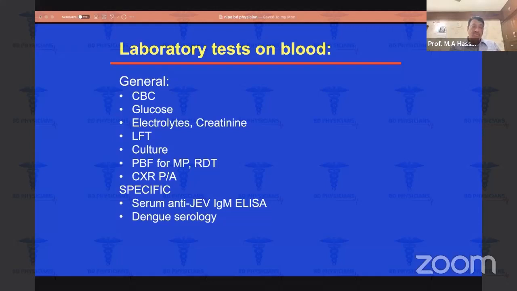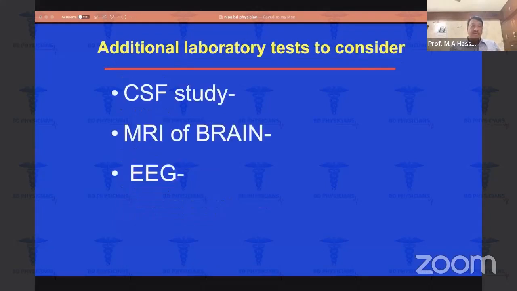Also, we have to do special investigations like antiviral antibody and serology to find out the cause of this encephalitis. In addition, three tests are very important for an encephalitis patient: the CSF test, whose changes we already showed, MRI of the brain, and the EEG. The EEG might be helpful, but the first two are very important.